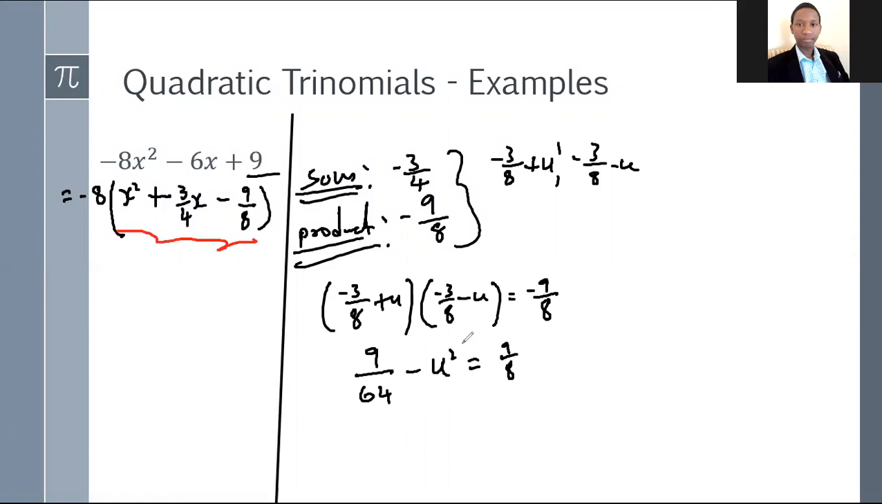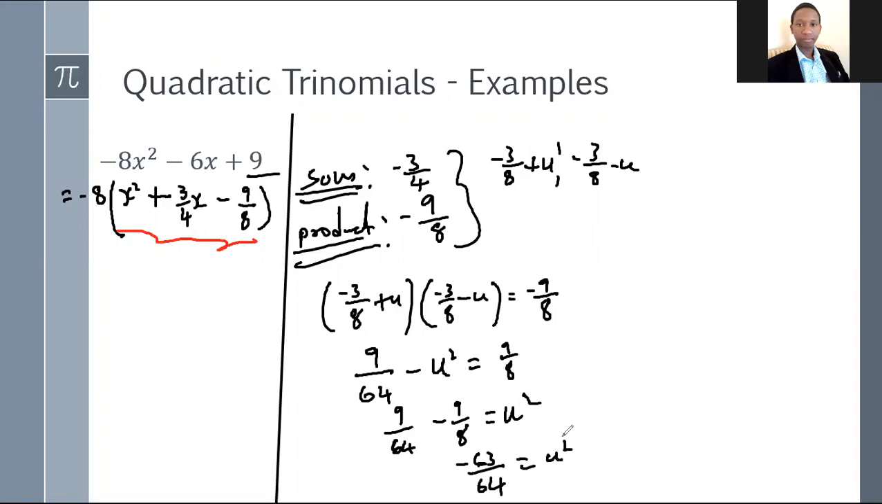Okay, so what we are going to do now at this point is the following. Let me write it down for you guys. Minus 9 over 8 is equal to u squared. Now, if you were to punch this whole thing in your calculator, you will realize that you get a negative number. What's the negative number? Well, the negative number is negative 63 over 64, which is u squared.